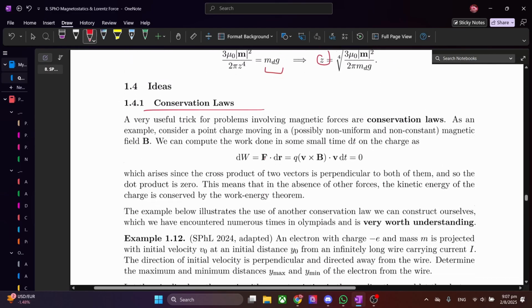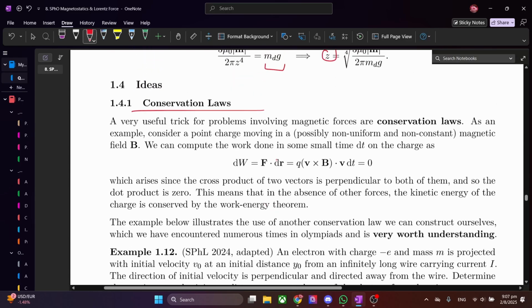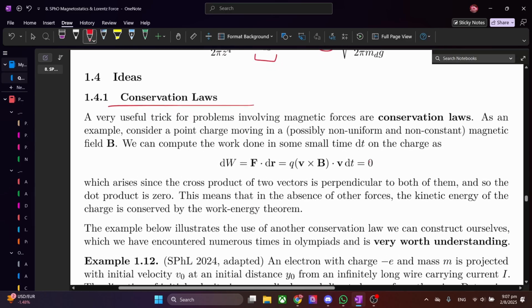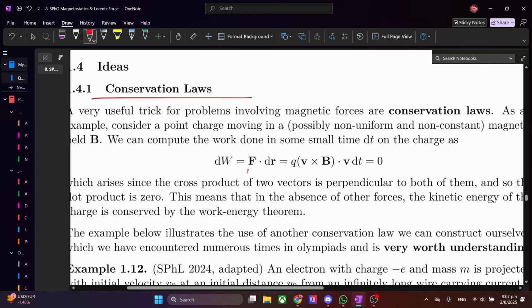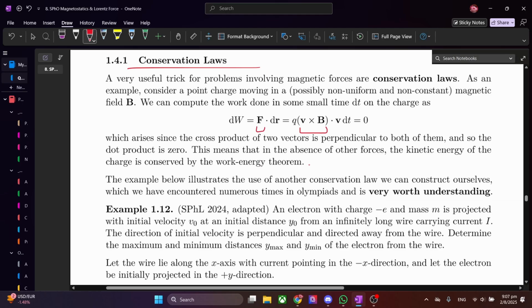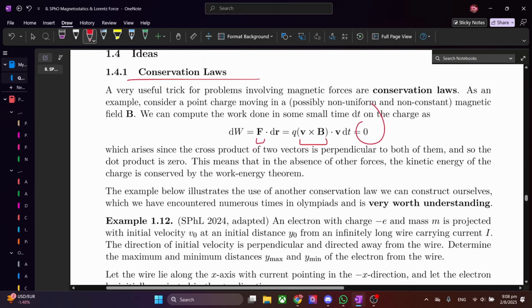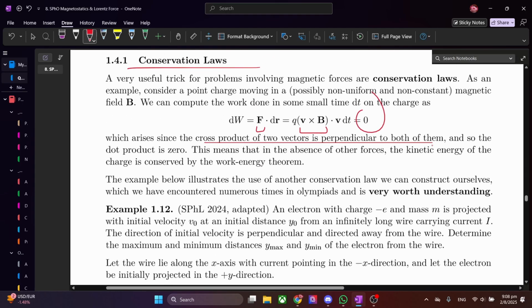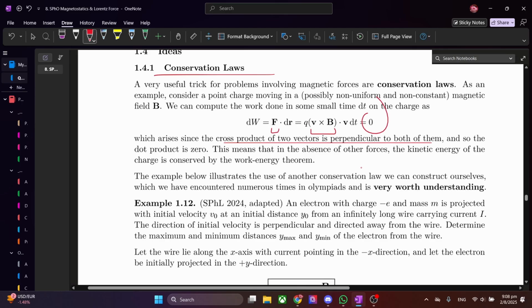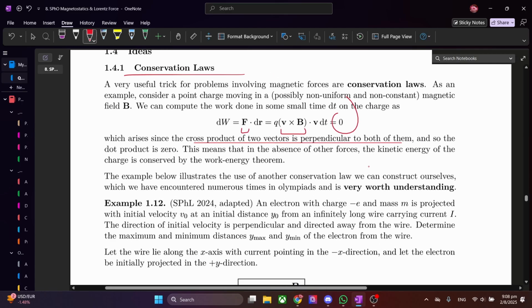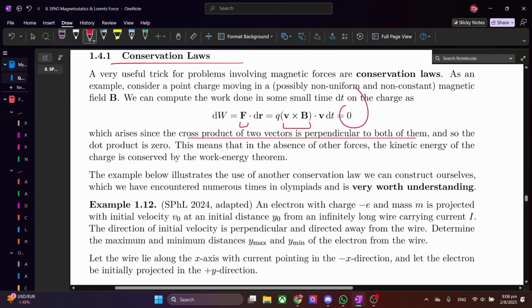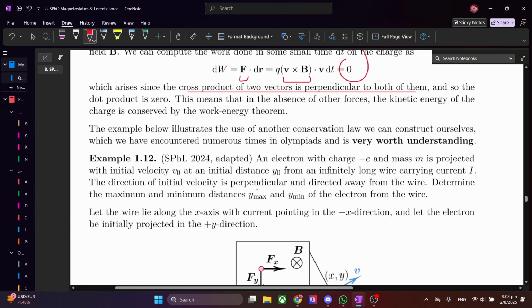Okay. So, first thing I'll be talking about is conservation laws. As I mentioned just now, if you use the formula for the magnetic force and you calculate the work done, since the force is actually perpendicular to the velocity, you actually get that the work done by the magnetic force is always zero. And this arises since the cross product is perpendicular to both of them, so the dot product is zero. So, in the absence of other forces, the kinetic energy of a charge is conserved by the work energy theorem, actually.